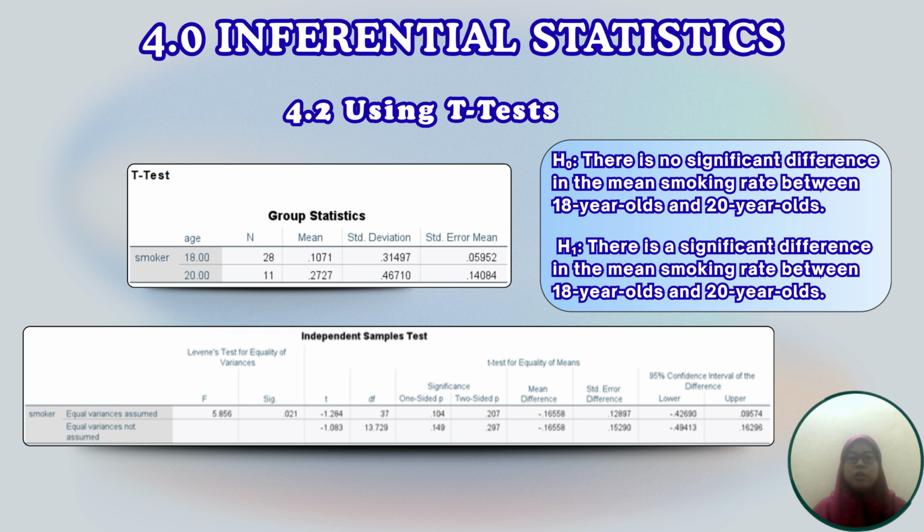we fail to reject the null hypothesis. Even though the 20 years old show a descriptively higher mean, the mathematical reality is that the difference is not large enough to be statistically significant. So, in conclusion, this shows that age between 18 and 20 is not a critical factor driving smoking status within this dataset. Thank you.